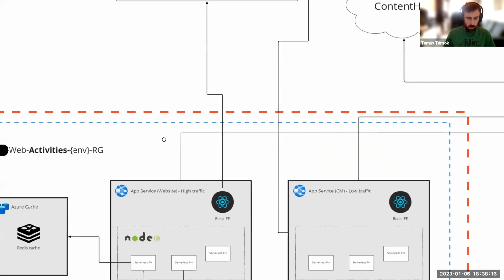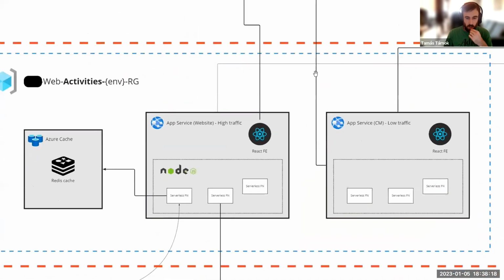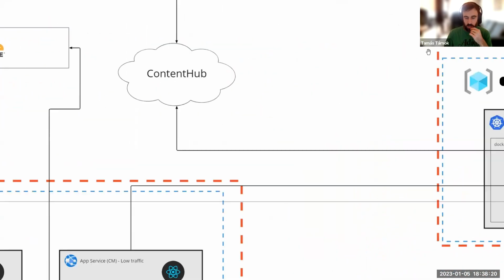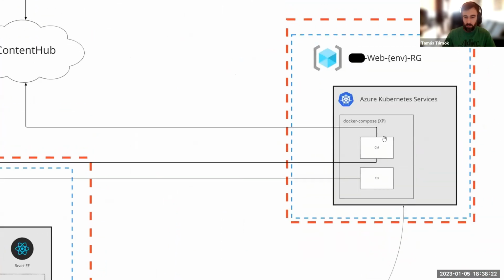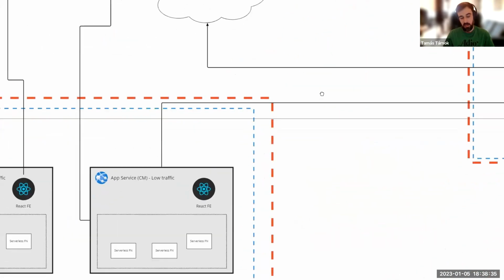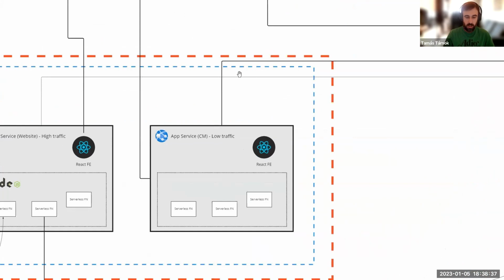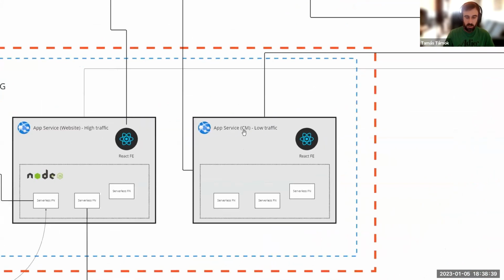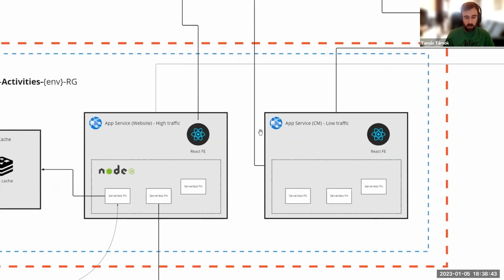So what we had is, let's start from here. On the right side, these are not Docker, but Kubernetes services. Here we had the content management server and the content delivery. These servers were connected to the app service. This is the content management server, and it says low traffic because it's only needed for Experience Editor.